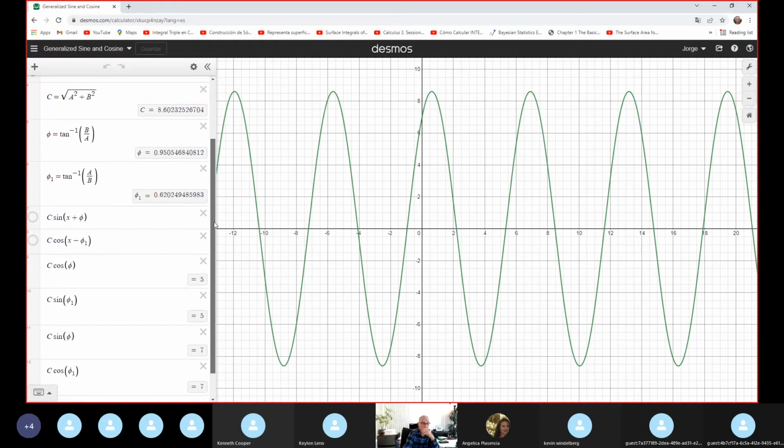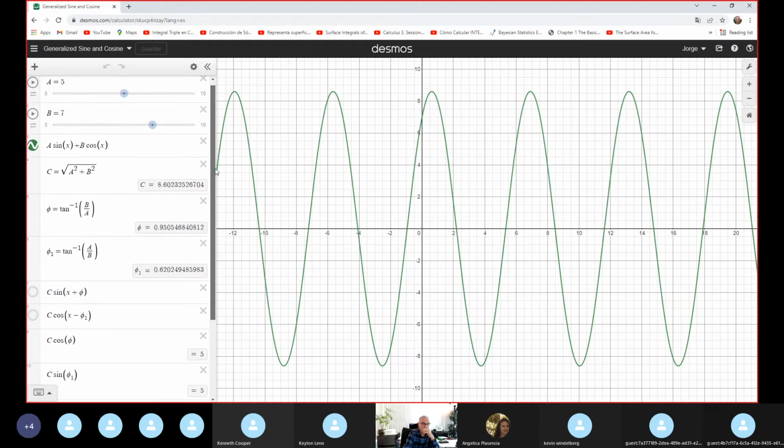Look, let me show you. This formula is C. Who is capital C? Square root of A squared plus B squared. And who is phi? Phi is tangent inverse of B over A, and phi 1 is tangent inverse of A over B.